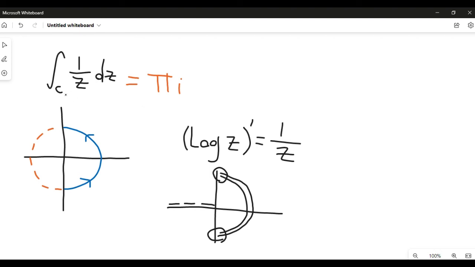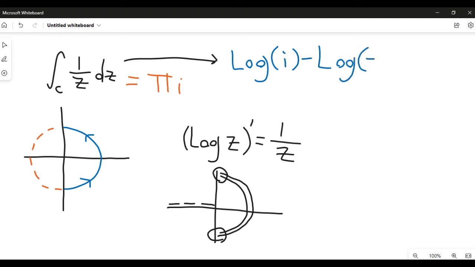So if I want to do this integral up here, what I can do is I can take the antiderivative, and the antiderivative varies depending on the function you start with, of course, but in this case it's log. And I'm going to do log of I, okay, minus log of negative I. Okay, because I'm starting the curve at this point down here, which is negative I, which is on the unit circle, and I'm going up to this point here, which is I. So whatever this integral is, it should just equal log of I minus log of negative I.